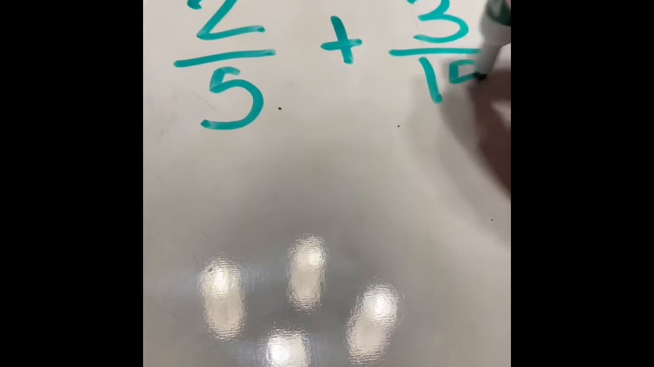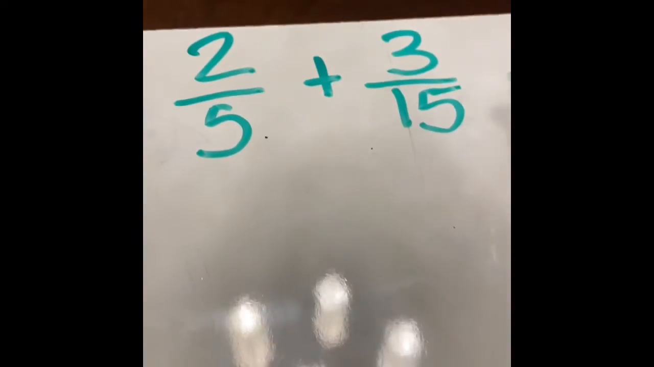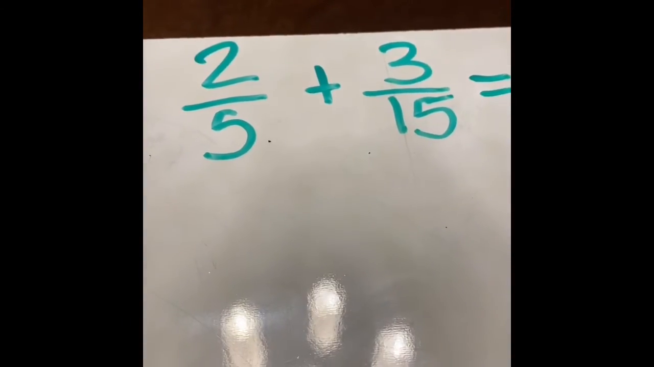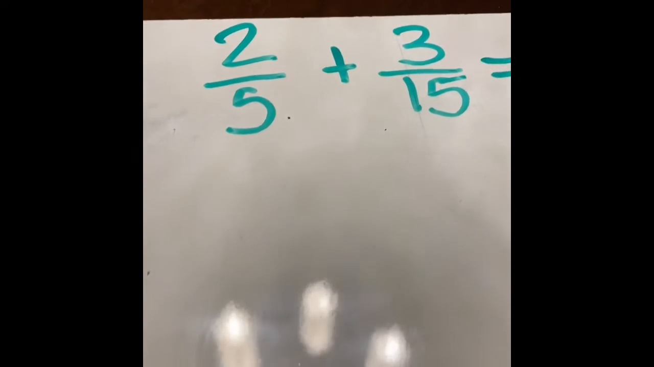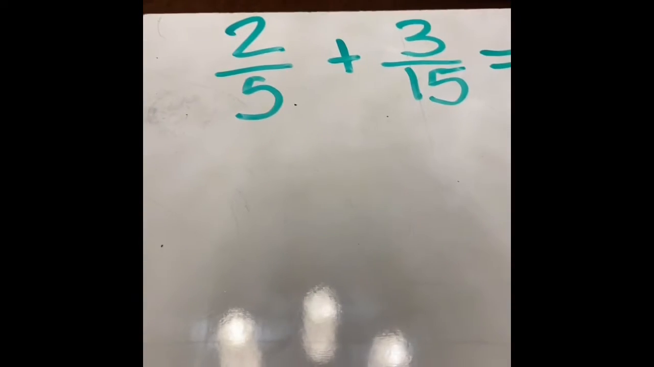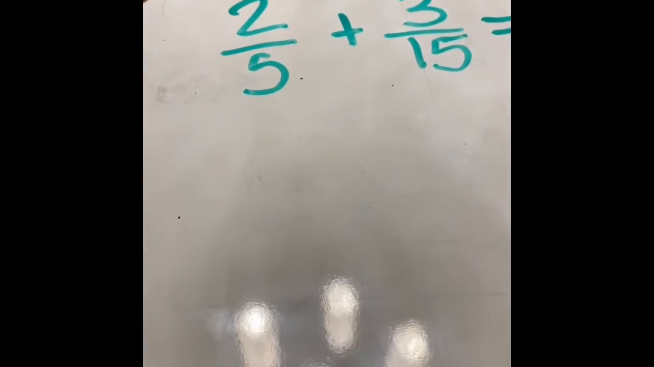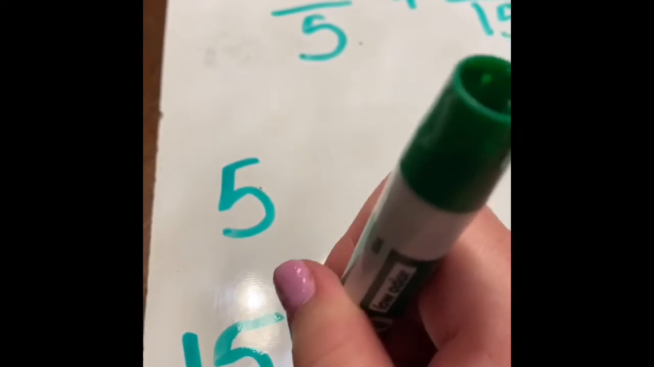Now we're going to do another example. So we have 2/5 plus 3/15. These are not the same denominator. They are different denominators. So what I'm going to do is find the multiples of both of these. Multiples are like a multiplication table. Think of going on forever. So I'm going to put a 5 and a 15.